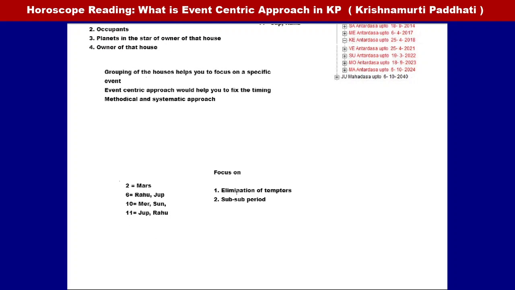How to eliminate the tempters. Now you have a list of significators, and like I mentioned, not necessarily all good things are going to happen during the bhukti of these periods. Some might prove to be good, some average, some below average, and some might even give you a surprise: instead of giving a positive, they might give a negative result.